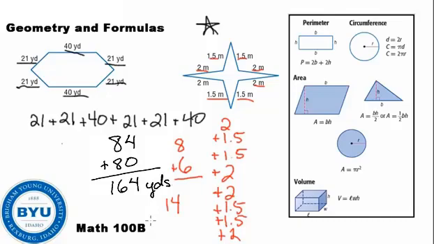And then how did you label? Ooh, I hope you didn't forget the label. Remember, labeling is really important. We don't want to lose that. The correct answer there would have been 14 meters. So that's how you do perimeter.